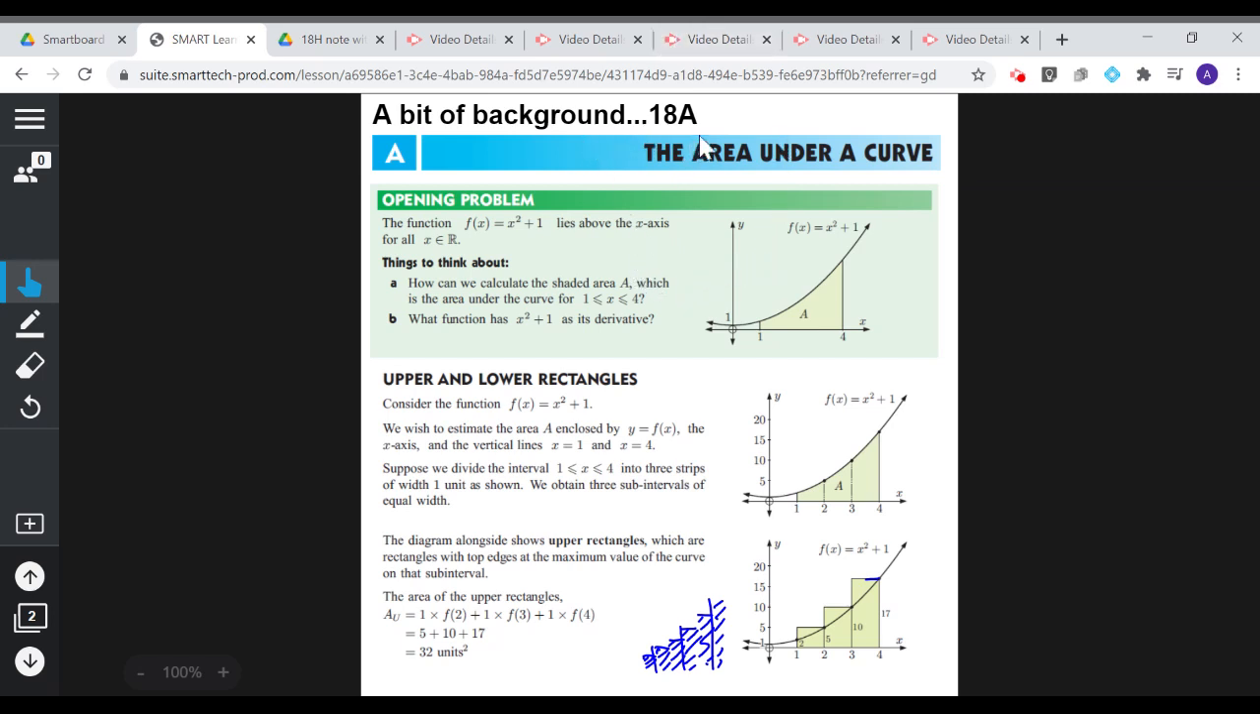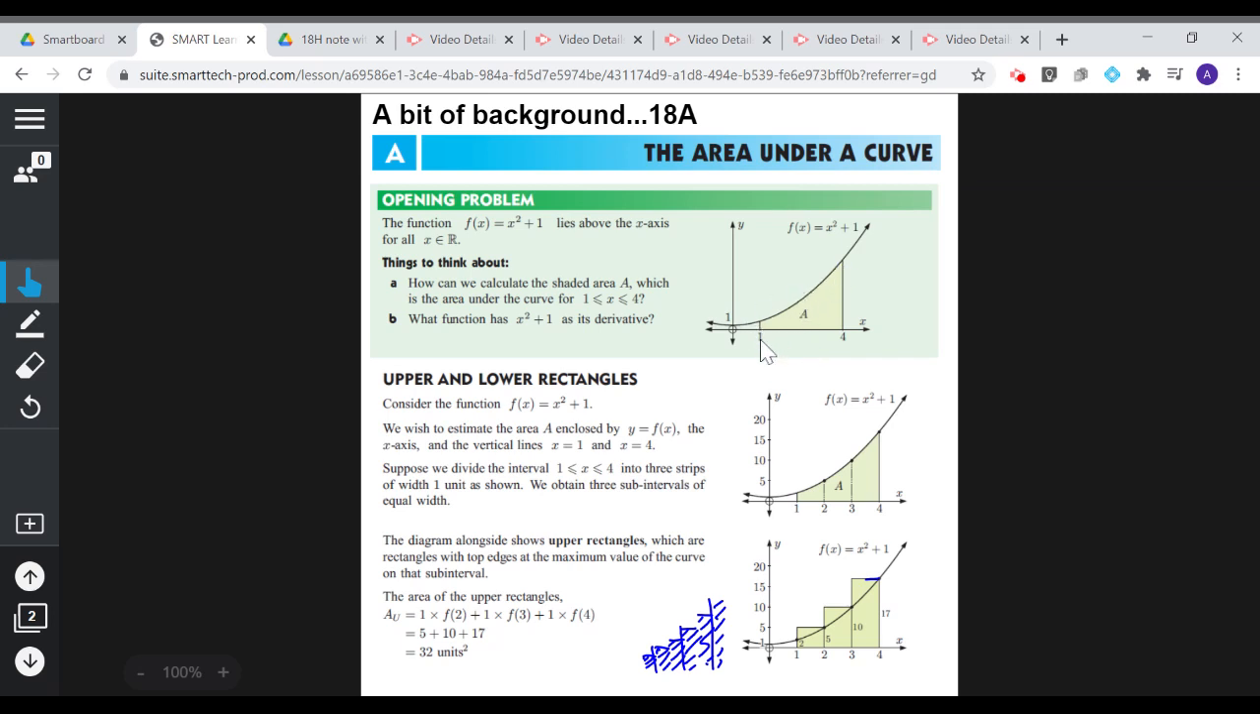So to do that, we need to go back to section 18a. We need to jump around in our book a bit and consider the area under a curve. So here we have the function x squared plus 1, and we're pretty familiar with that. It's a parabola, and its vertex is moved up 1 unit on the y-axis. And let's say we need to calculate the area under this curve. Okay, we want to find that shaded area. It would be hard because this is a curved line.